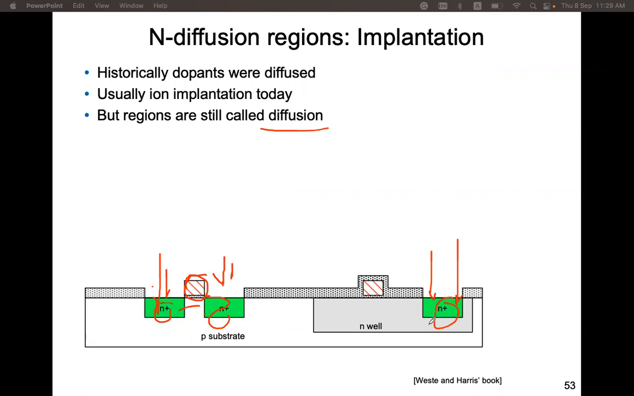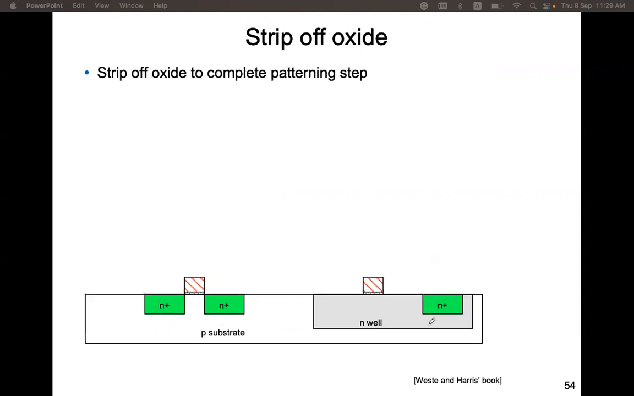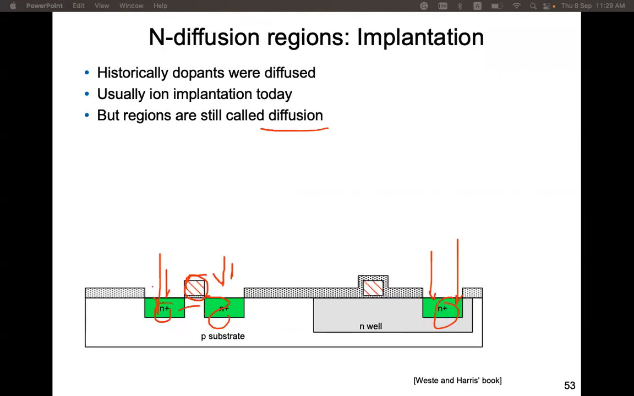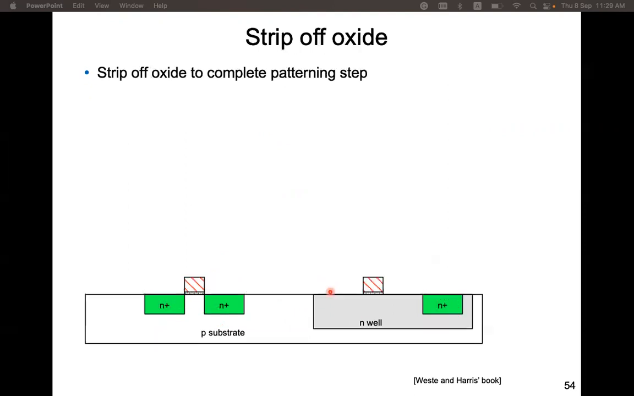So this is the third step to form the N-type diffusion region. Then we will remove the silicon dioxide, this protective silicon dioxide layer. So after these three processes, we get the N-well formed, the polysilicon gate formed, and the N-type diffusion layer formed.